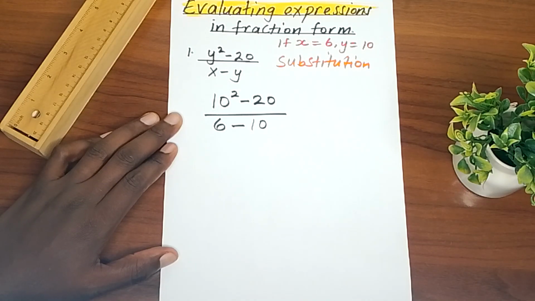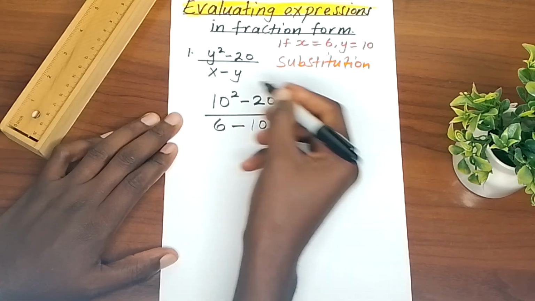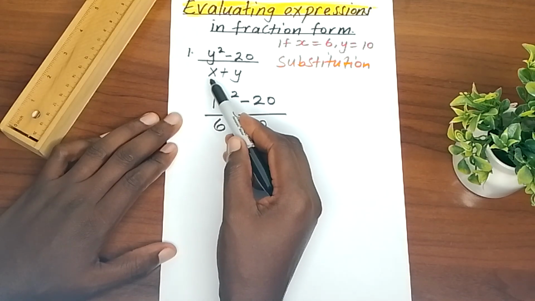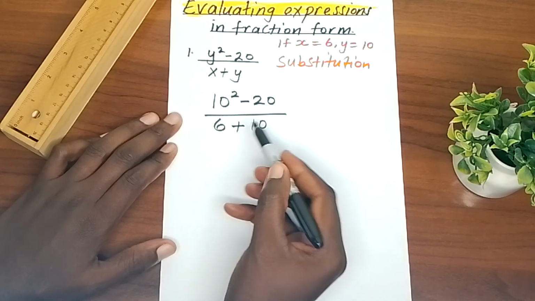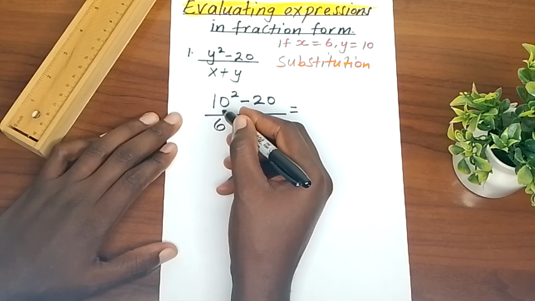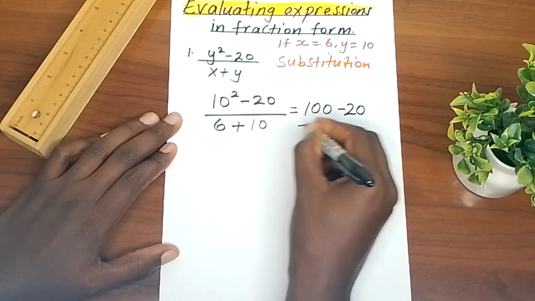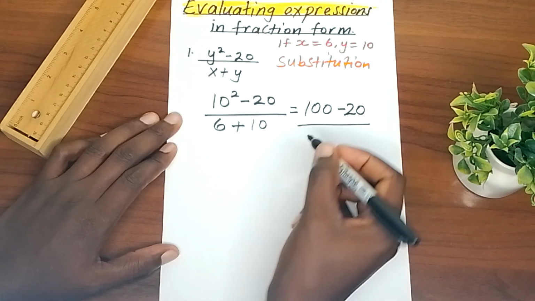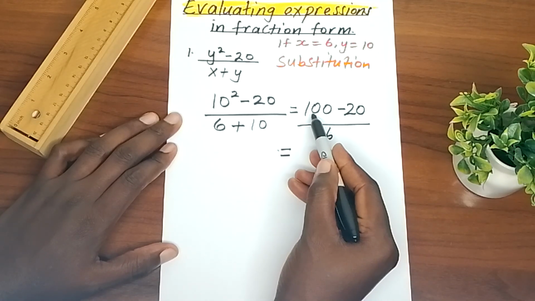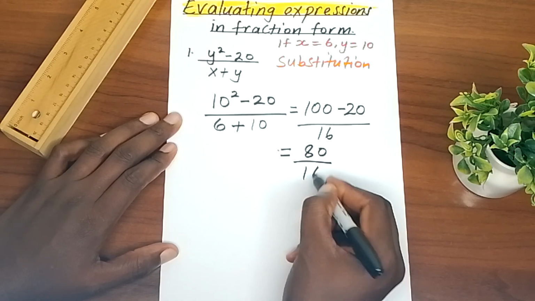So in this case, we are having an expression. Yes, this is a plus. So we are going to take x plus y. So this is 6 plus 10. Then this is going to be equal to 10 squared is 100 minus 20 divided by 6 plus 10, which is 16. So our next step is to get 100 minus 20, which is 80, and 80 divided by 16.